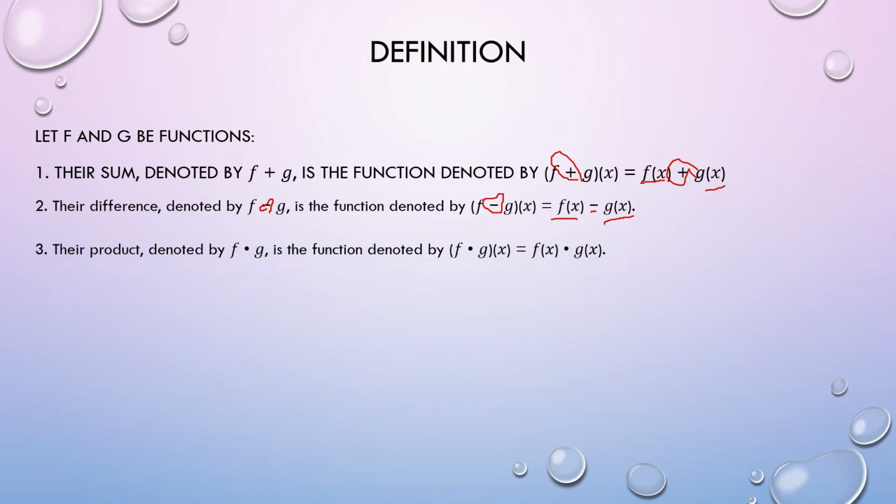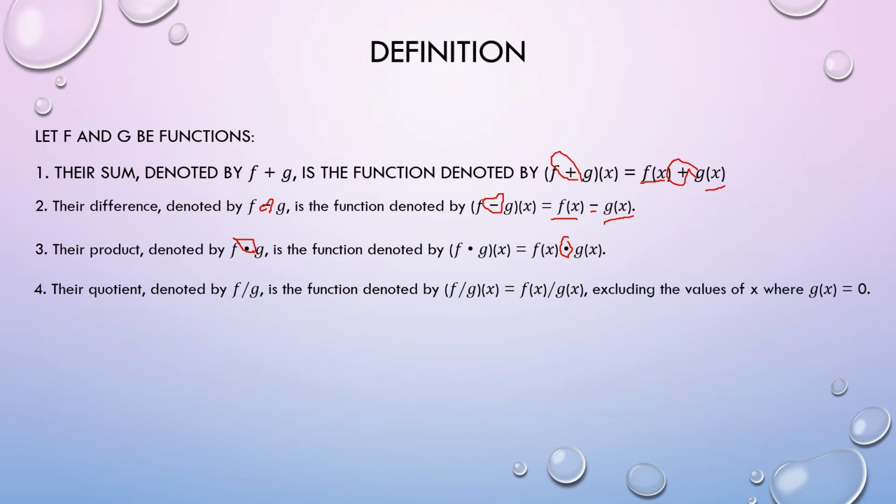Another one, their product, denoted by f times g. This is the symbol of multiplication. It is the function denoted by f times g at x is equal to f of x times g of x. So this is the symbol for multiplication.